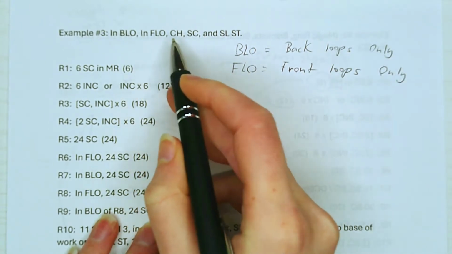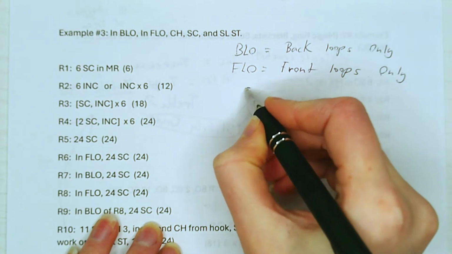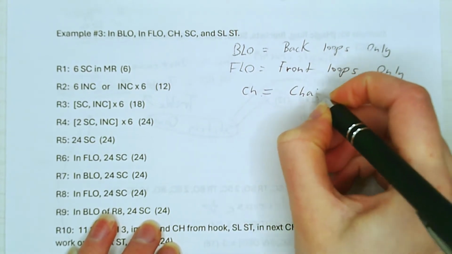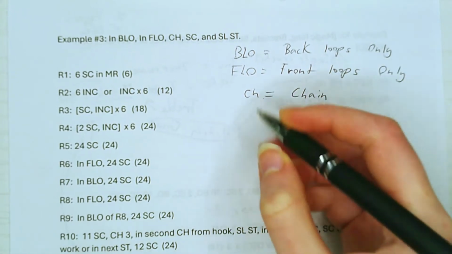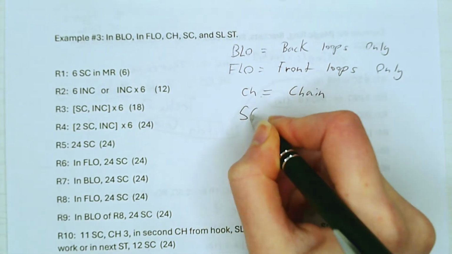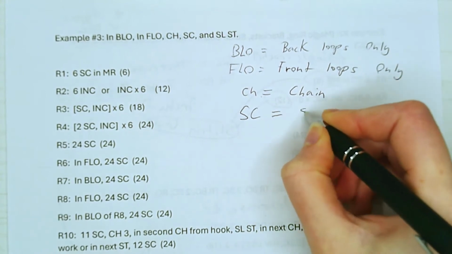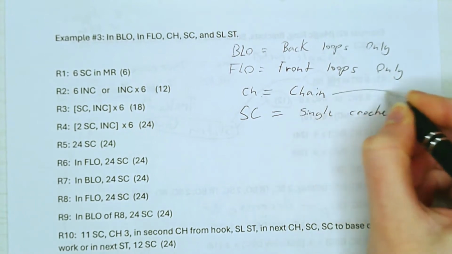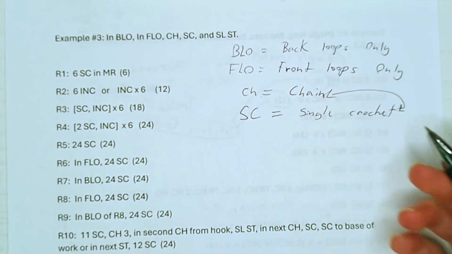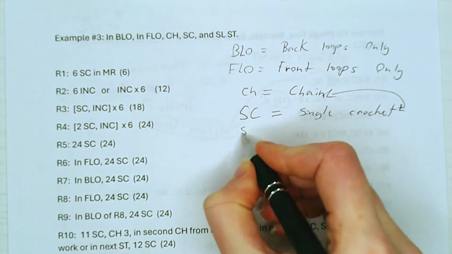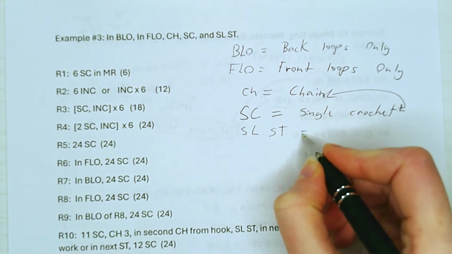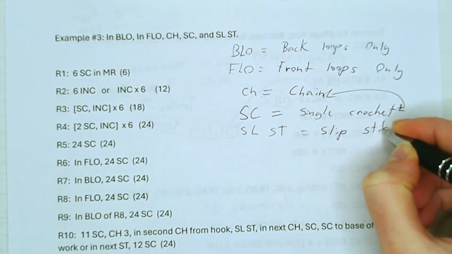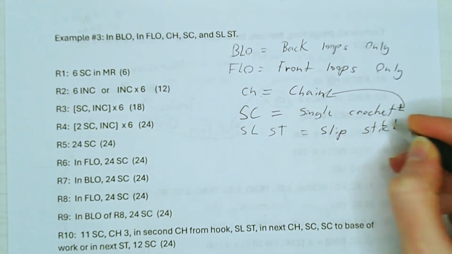And then we also have a chain, so CH just stands for chain, and then you have an SC, which just stands for single crochet. This one and that one have both been talked about in examples 1 and 2. And then now we have this new one, which is SLST, and this stands for slip stitch.